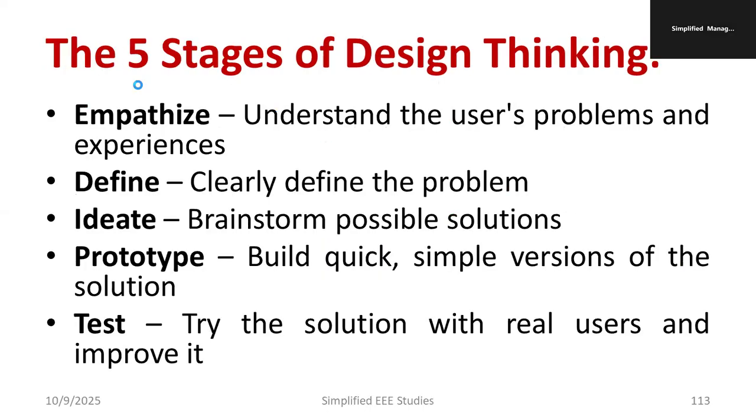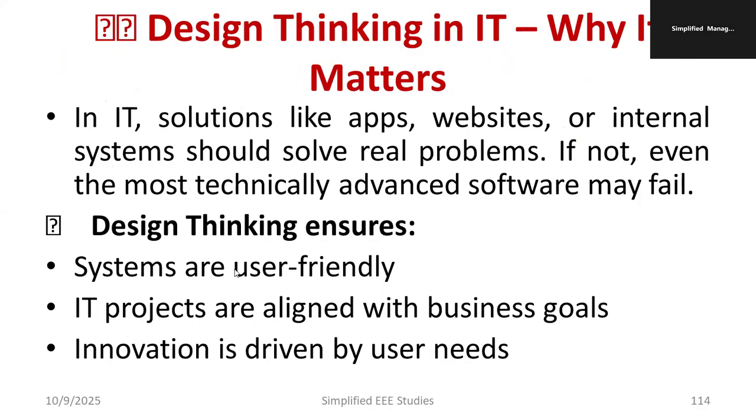There are five stages that design thinking in IT also follows: empathize, define, ideate, prototype, and testing. It is the same as the general procedure or general stages of design thinking. So now, design thinking in IT, why does it matter? Because IT solutions like application development, websites, and internal systems should solve real world problems. Correct? Like Big Basket.